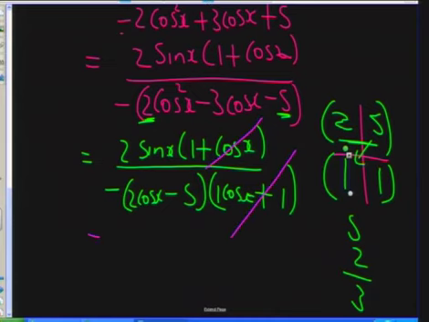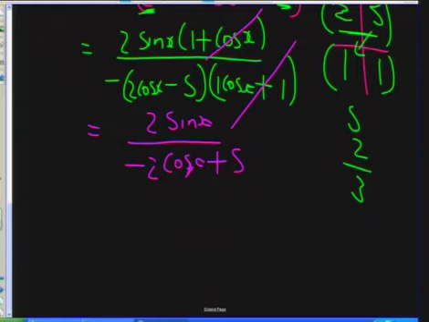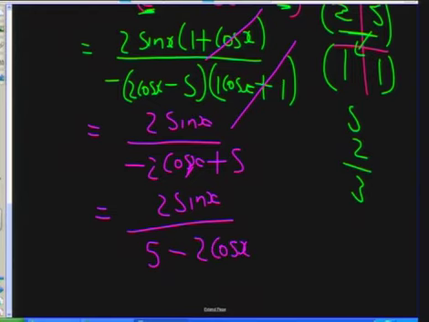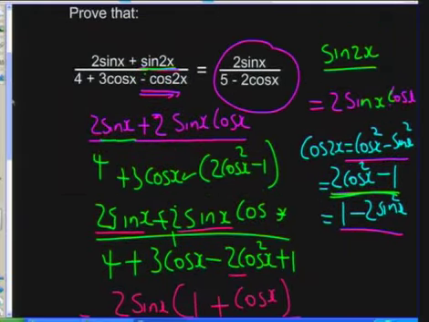What is left? I have 2 sine x. If I distribute the minus, I get minus 2 cos x plus 5, which is the same as 2 sine x over 5 minus 2 cos of x, which is the same as my right hand side. Therefore, you need to conclude there.